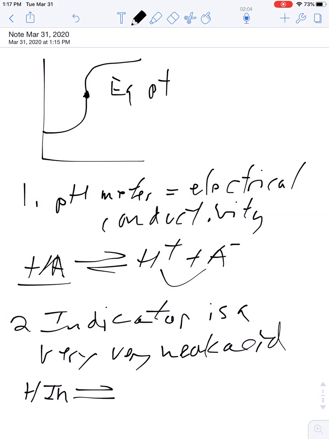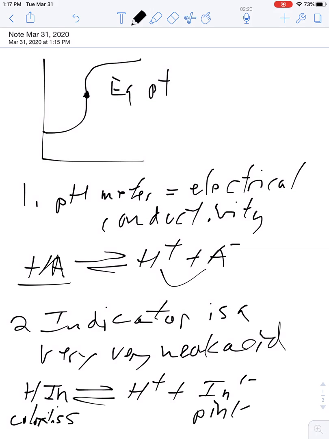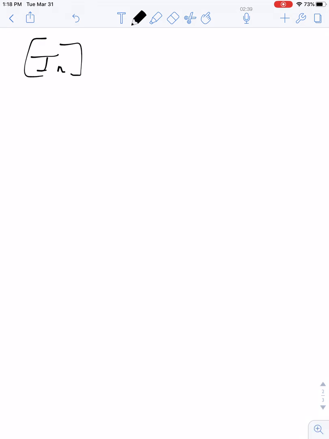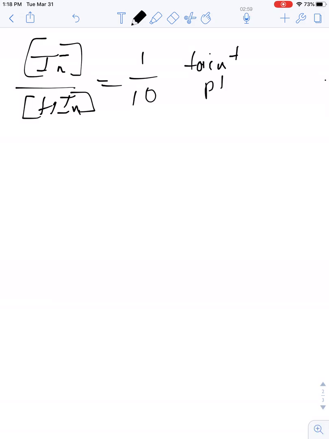You want the indicator to have two different forms color-wise. In the case of phenolphthalein, this form is colorless or clear, and this form is pink. So when it changes from the acidic form to the conjugate base form, the solution will change from colorless to pink. Your eye is sensitive enough that when the ratio of the conjugate base to the acidic form is approximately 1 to 10, your eye will begin to notice the color change. In other words, at this point you would notice your solution turning a faint pink in the case of phenolphthalein.